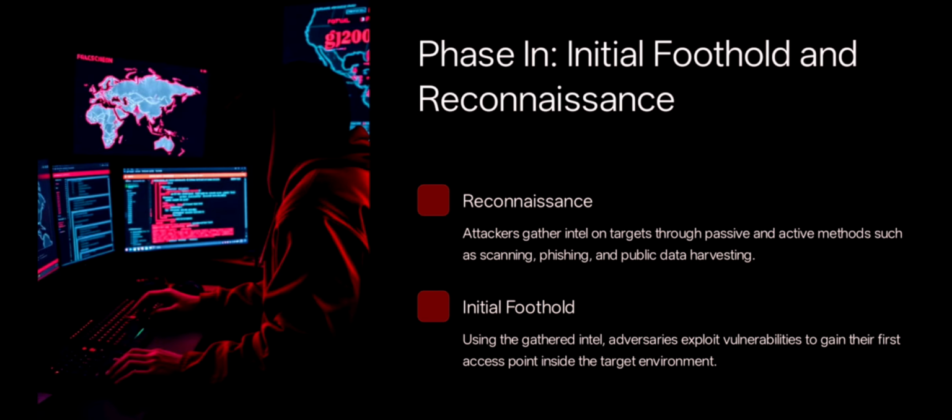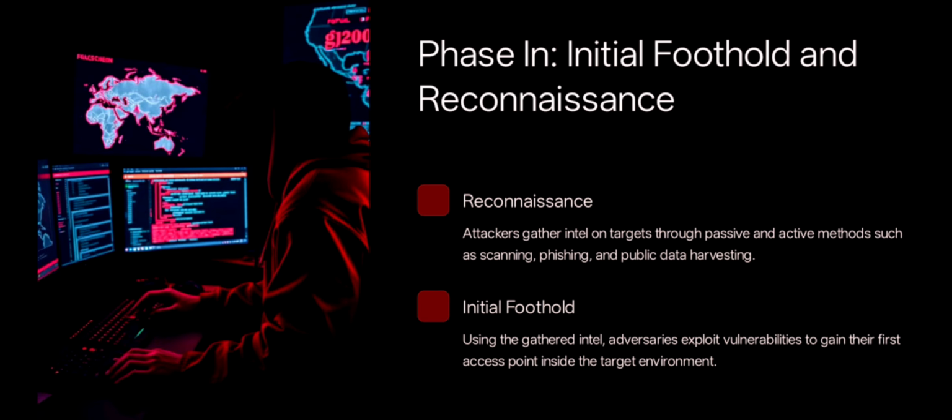1. Definition of initial foothold phase. The initial foothold, also known as initial access or initial compromise, is the stage where an attacker gains unauthorized access to a system or network. This is achieved through various means, including phishing, malware, exploiting vulnerabilities, or leveraging misconfigured systems.